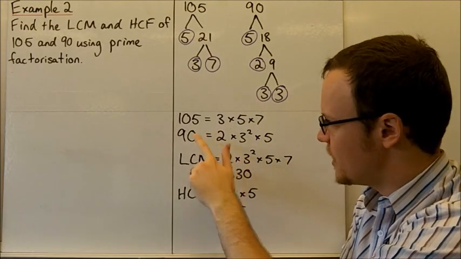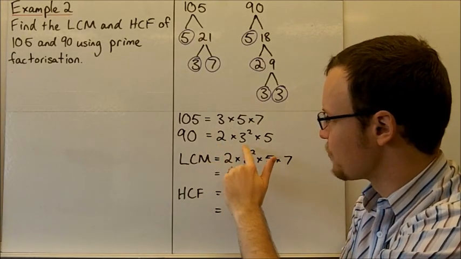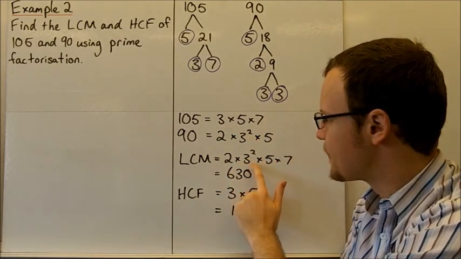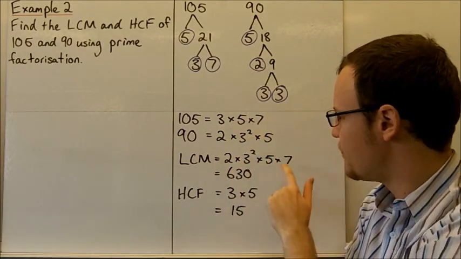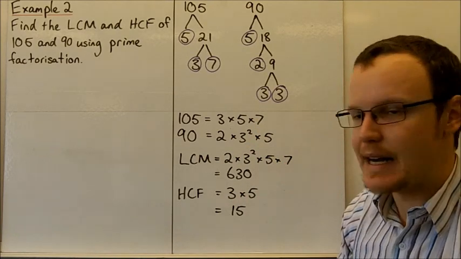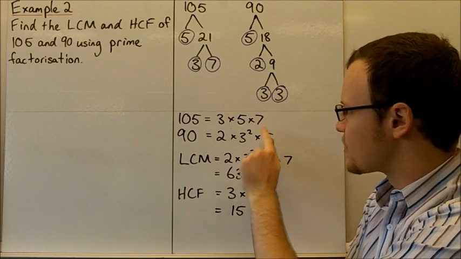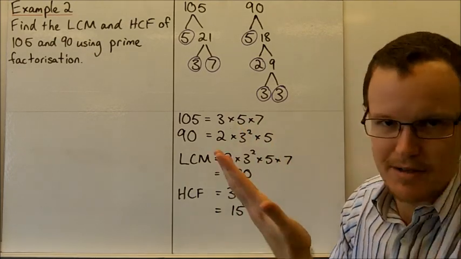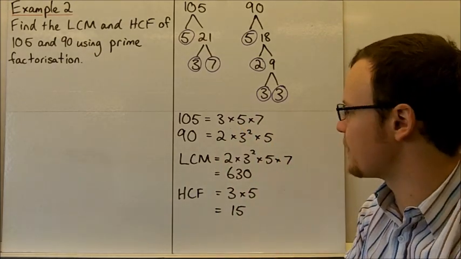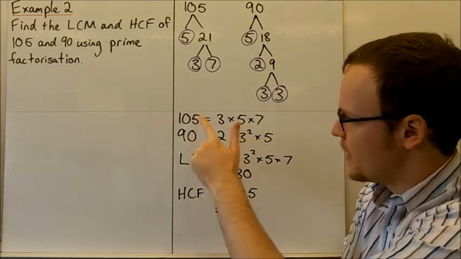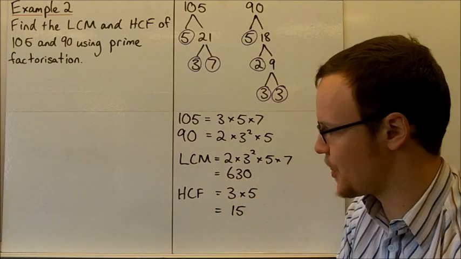So we've got a 2 here from the 90, multiplied by 3. They both have 3, but we're going to go to the highest power, 3 squared. Multiplied by 5, they both have 5, multiplied by 7 for the 7 there. Notice that we've only gone 5 to the power 1 because the highest power of the 5s is just 1. So multiplying that out, we get the lowest common multiple of 105 and 90 is 630.